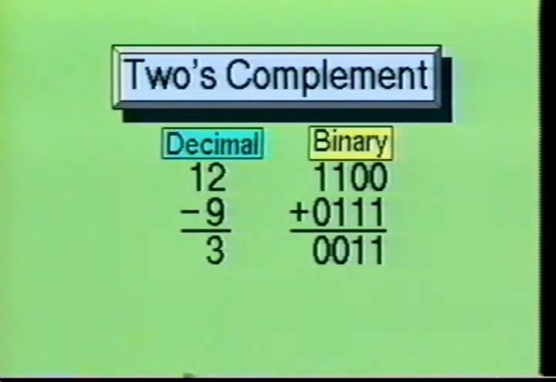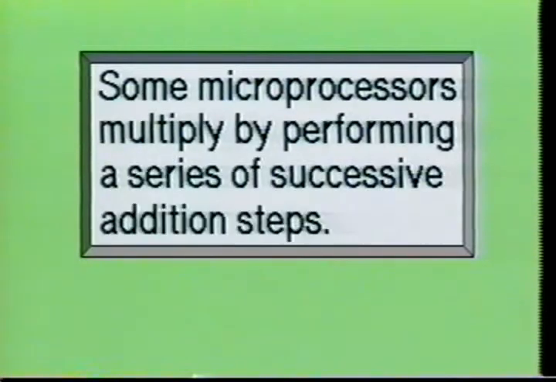Next, we will examine the multiplication process used in microprocessor-based systems. Microprocessors are designed to perform addition problems at an extremely fast rate. The microprocessor can also be programmed to multiply by performing a series of successive addition steps. We will now examine one such circuit.